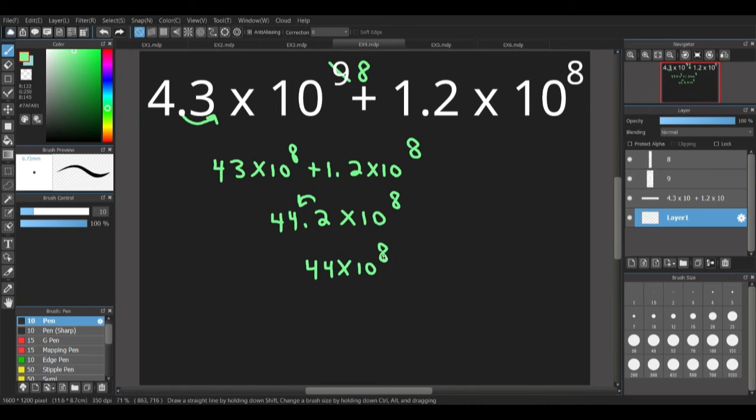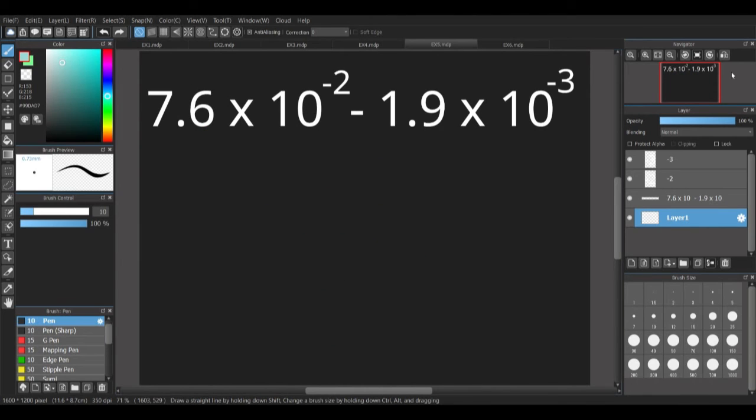Now we're almost done, but we need to convert this to proper scientific notation, which has a coefficient less than 10. So we're going to move the decimal one place to the left, and we're going to increase our exponent by 1. This will give us our final answer of 4.4 times 10 to the 9th.